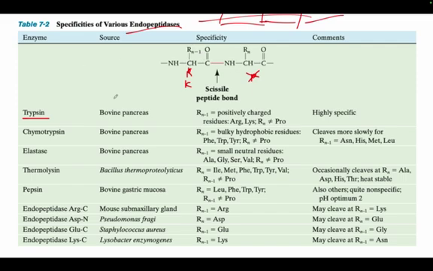Similarly, chymotrypsin will cleave after a bulky hydrophobic residue such as phenylalanine, tryptophan, or tyrosine. And so if we digest our polypeptide chain with one of these endopeptidases, for which we know the specificity, it will make it much easier for us to piece together our sequenced fragments later.